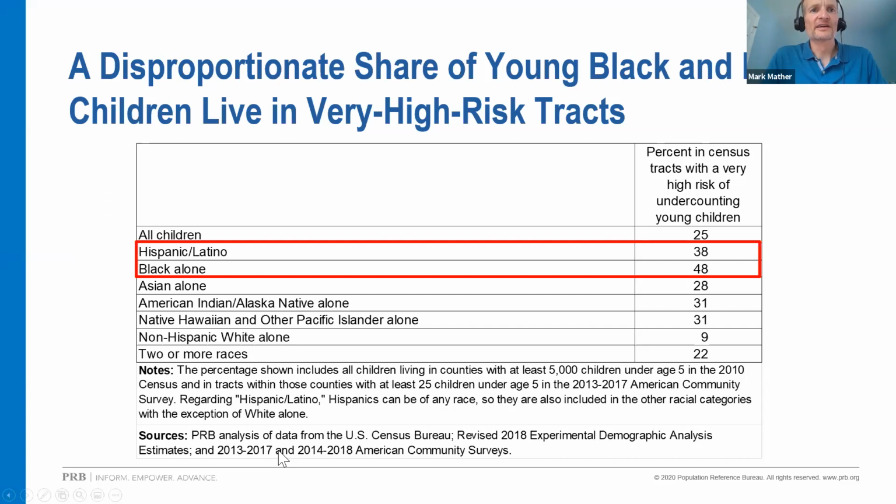We also found that Black and Latinx children were much more likely to be living in these very high-risk tracts or neighborhoods compared with other racial ethnic groups. So almost half of Black children, 48%, were living in census tracts classified as having a very high risk of undercount. The number for Latinx young children was 38%, which is obviously much higher than the rate for non-Hispanic white young children at 9%.